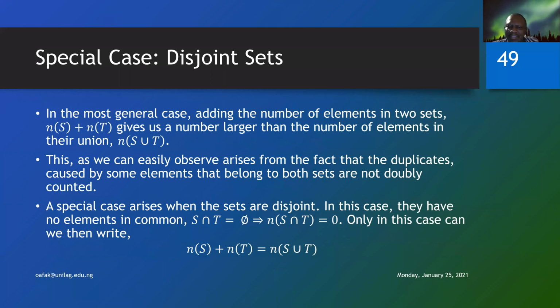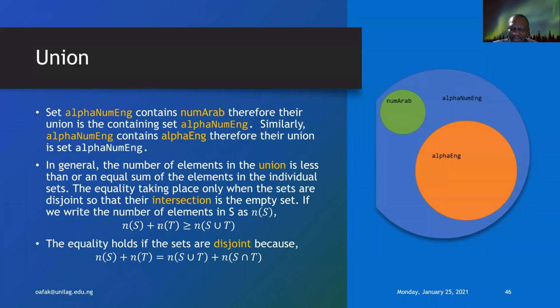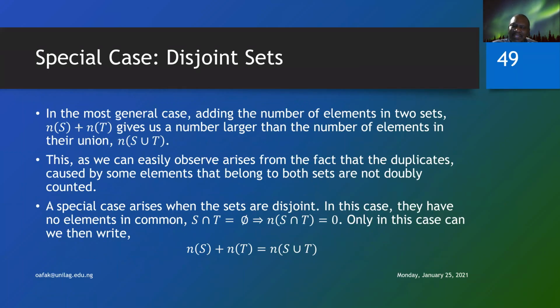In the most general case, adding the number of elements in two sets gives us a number larger than the number of elements in their union. Adding the number of elements in S to the number of elements in T would be greater than the number of elements in their union, because in the union you have removed all duplicates. When there are things that belong to both of them, you don't count them twice. So we are saying that n(S) plus n(T) would be bigger than n(S union T). This arises from the fact that the duplicates caused by elements that belong to both are not doubly counted.